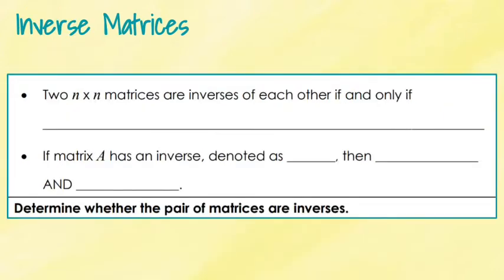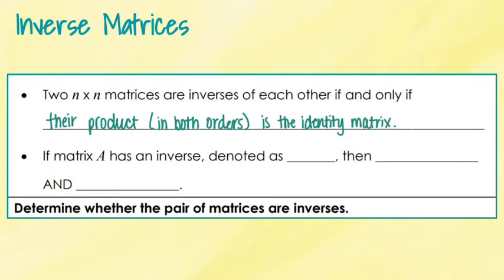So the identity matrix is important because it tells us if matrices can be inverses of each other. Two n by n matrices are inverses of each other if and only if their product in both orders is the identity matrix. So if matrix A has an inverse denoted as B, then AB must equal I and BA must equal I. So we're going to determine whether some matrices are inverses.